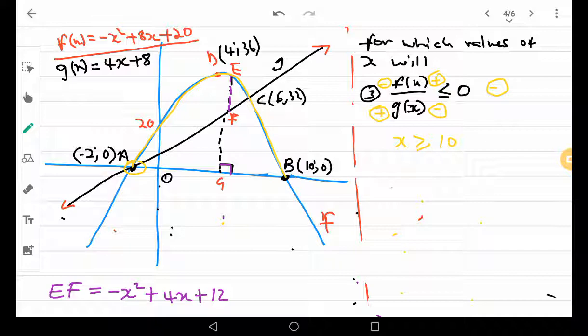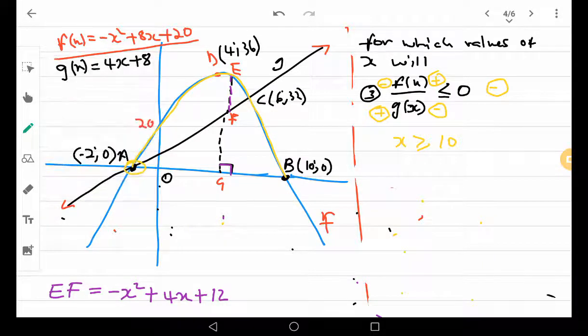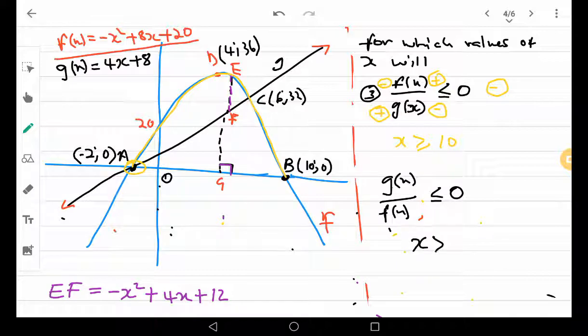Why? Because at 10, f of x equals 0. 0 divided by this gives us 0. It's part of the solution. Then for any value, we substitute one positive and one negative, and get the answer. But we must be careful if it becomes g of x divided by f of x less than 0. Still the same thing, but the answer must be x greater than 10 only.